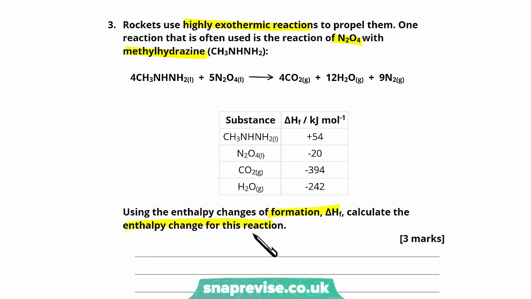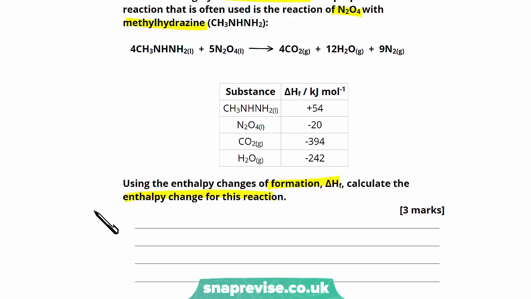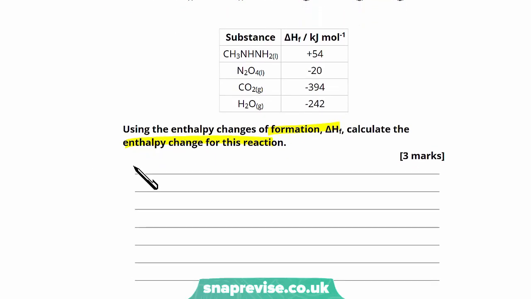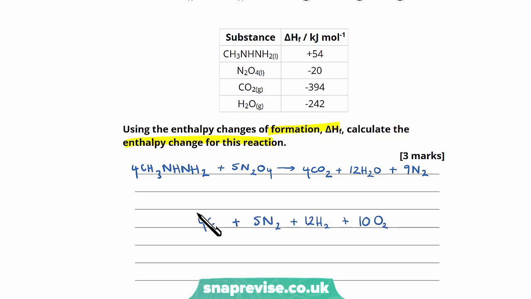So the first thing I'm going to do is go ahead and rewrite our equation so we can form our enthalpy change diagram. So we can write in everything we know. So simply rewriting the equation we were given above. And now, as we do when we calculate enthalpy change of formation, I'm going to write those pure elements below. So we have 4 carbon, 5 nitrogen, 12 hydrogen, and 10 oxygen, where our nitrogen, hydrogen, and oxygen are diatomic, because that's how they exist in their standard states.